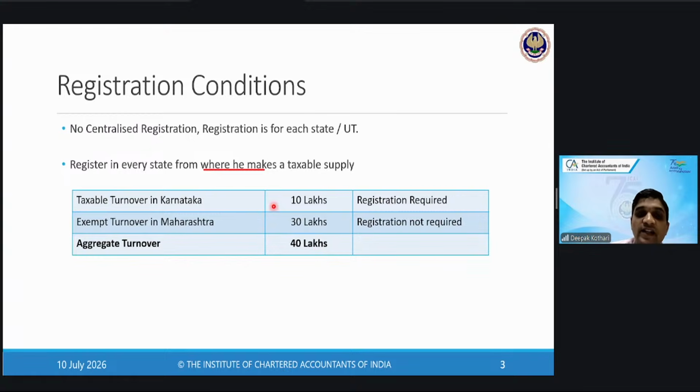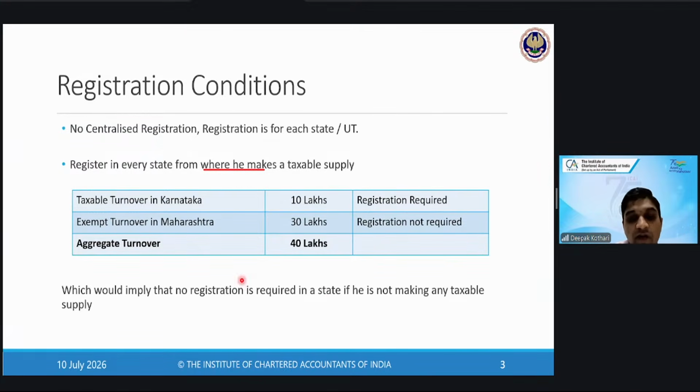So he will take registration in Karnataka, even if it is 10 lakhs, because his aggregate turnover is touching 40 lakh rupees. Right. So he will take registration in Karnataka because on the 10 lakhs, he's making taxable supply. But in Maharashtra, registration will not be required because he's not making any taxable supply in Maharashtra. Okay? Which would imply that no registration is required in a state if he is not making any taxable supply in that state.